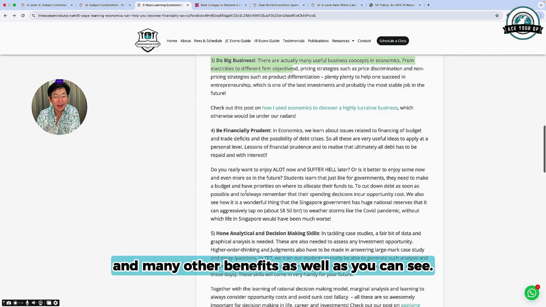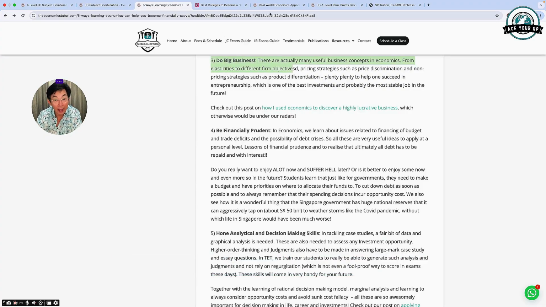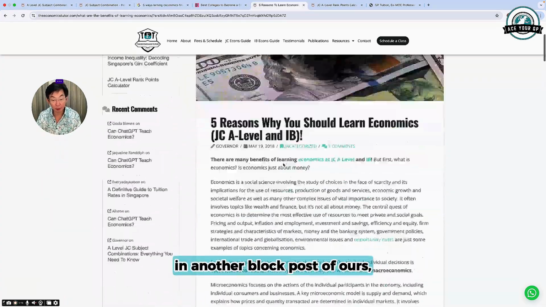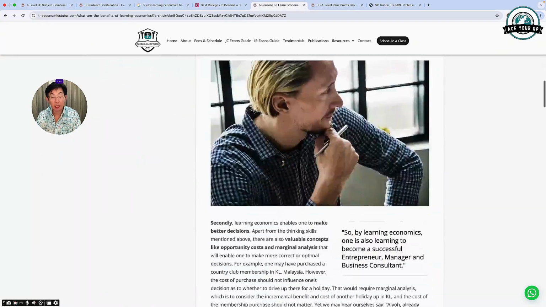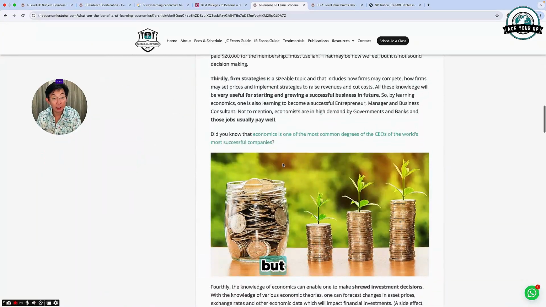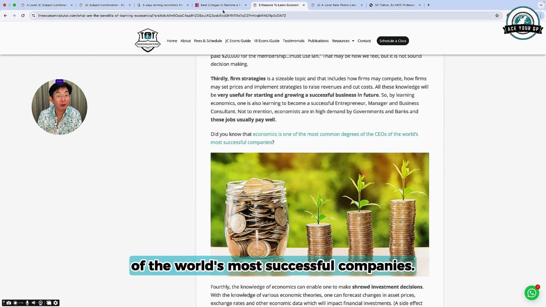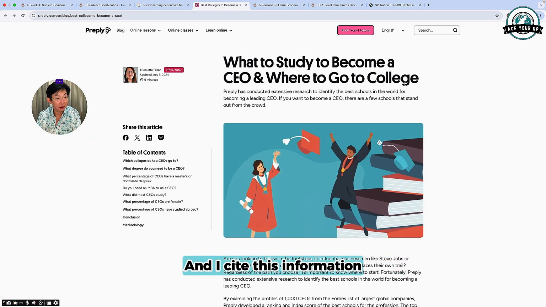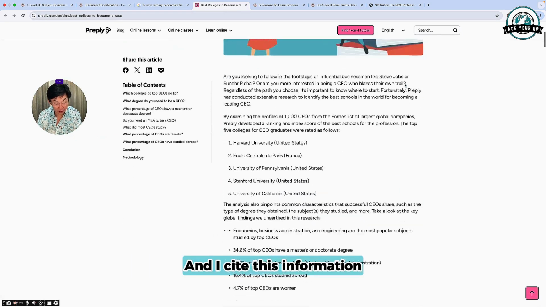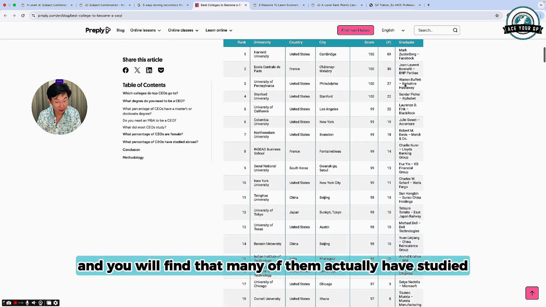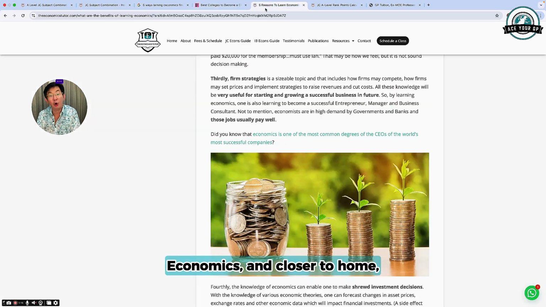All right, and many other benefits as well, as you can see. On top of that, in another blog post of ours, you may not be aware, but economics is one of the most common degrees of the CEOs of the world's most successful companies. I cite this information, and you will find that many of them actually have studied economics. And closer to home, guess what?